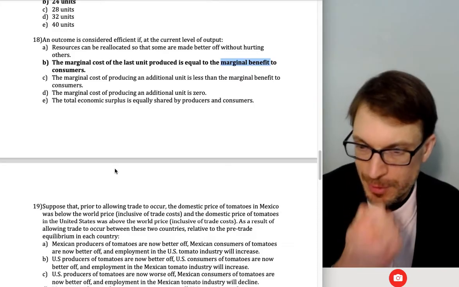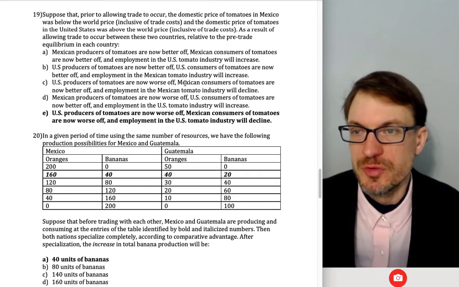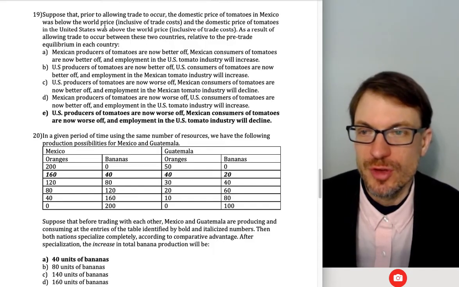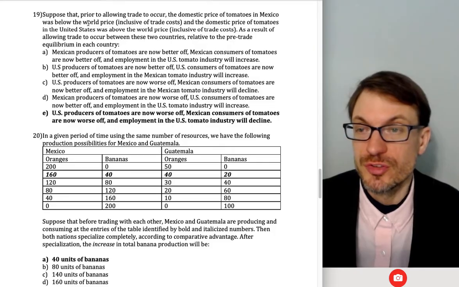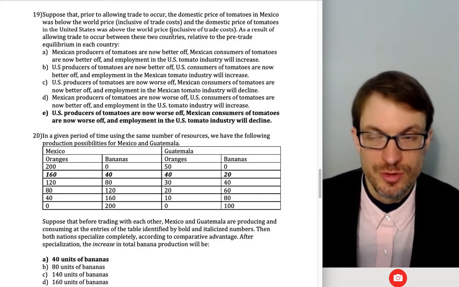Okay. Suppose prior to allowing trade to occur, the domestic price of tomatoes in Mexico was below the world price, and the domestic price of tomatoes in the U.S. was above the world price. Oh, if it's below the world price, Mexico has a comparative advantage in tomatoes. If it's above the world price, the U.S. lacks a comparative advantage in tomatoes. Mexico should export. The U.S. should import.